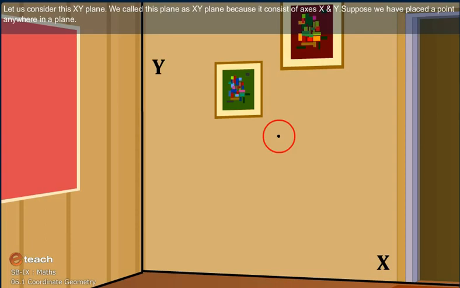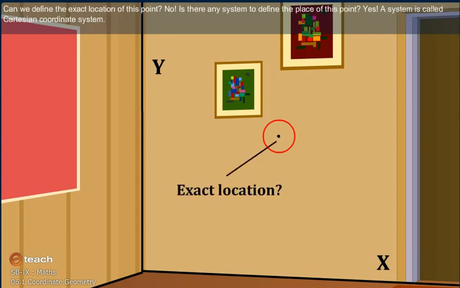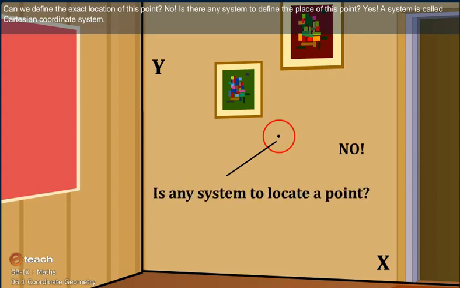Suppose we have placed a point anywhere on a plane. Can we define the exact location of this point? No. Is there any system to define the place of this point? Yes. The system is called the Cartesian coordinate system.